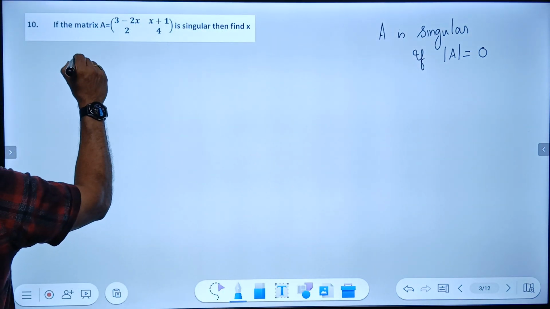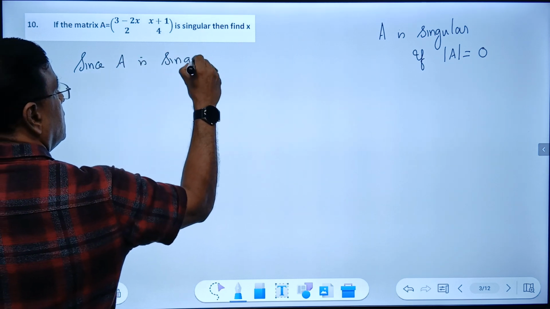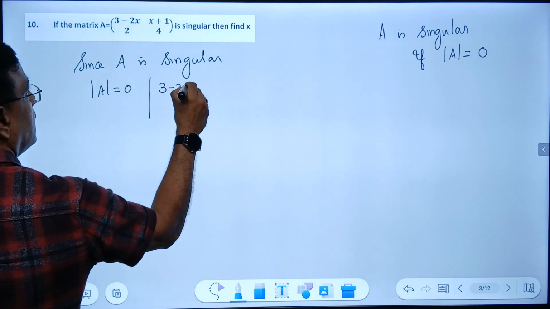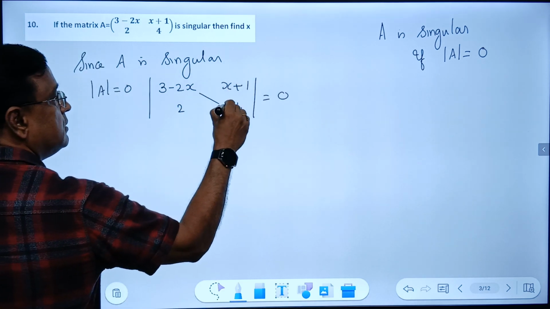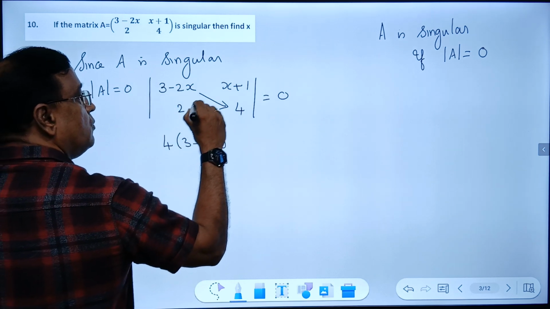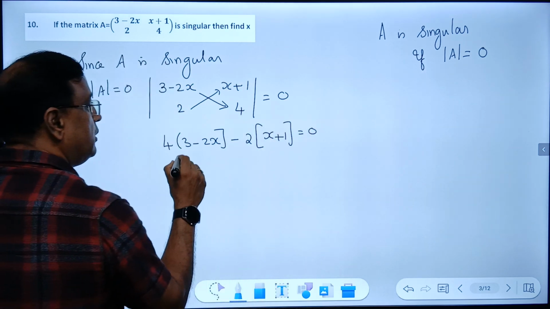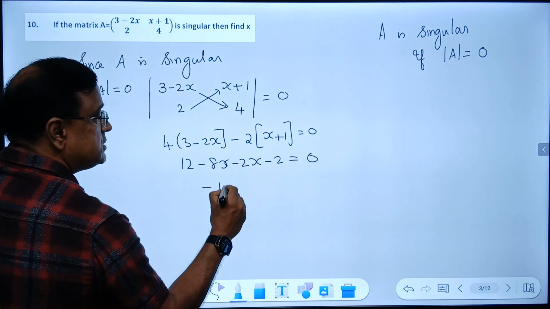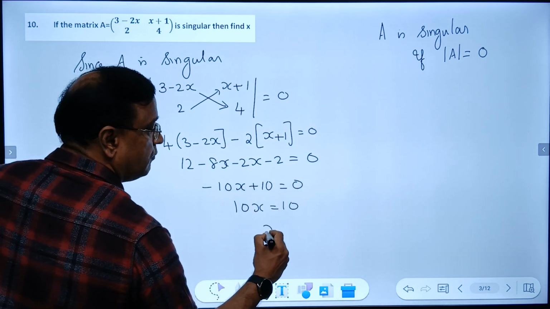Now let's see. Since A is singular, what do you know? Determinant of A is 0. What is determinant of A? The determinant with rows x plus 1, 2 and 4, 3 minus 2x equals 0. How do you expand the determinant? Just multiply. 4 into 3 minus 2x. I told you when you go up you have to put a minus sign. 2 into x plus 1. Now just open the bracket, you get 12 minus 8x minus 2x minus 2 equal to 0. So I get minus 10x plus 10 equal to 0. Therefore 10x is equal to 10. Therefore x is equal to 1.